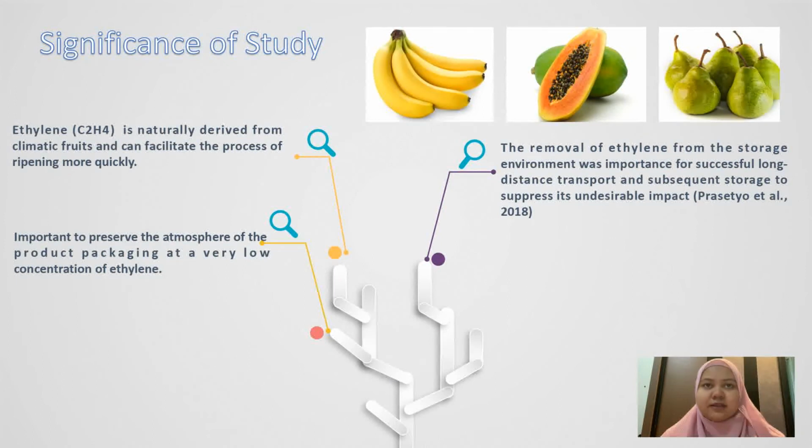For the significance of the study, ethylene is naturally derived from climacteric fruits such as banana, papaya and pear, and can facilitate the process of ripening more quickly. It is important to preserve the atmosphere of the product packaging at a very low concentration of ethylene, where the removal of ethylene from the storage environment is important for successful long-distance transport and subsequent storage to suppress its undesirable impact.